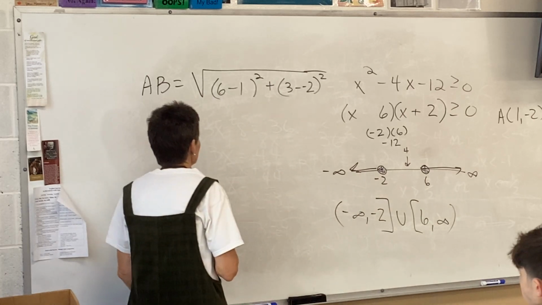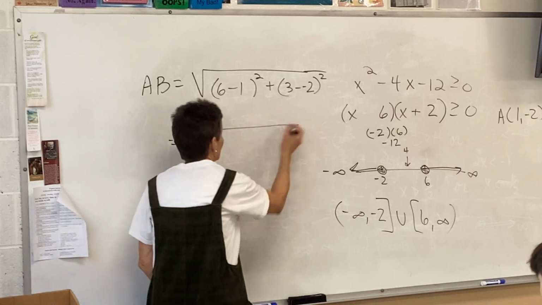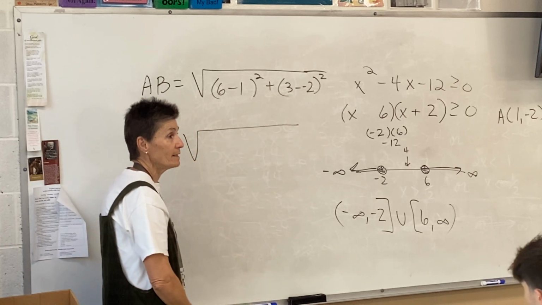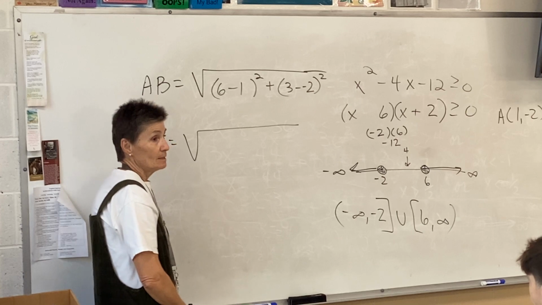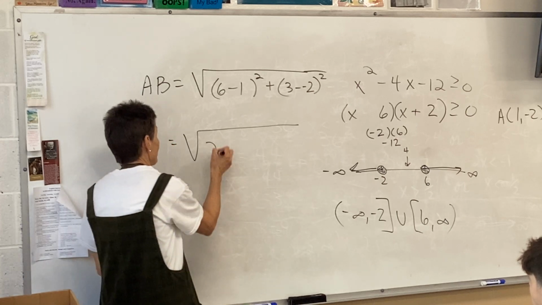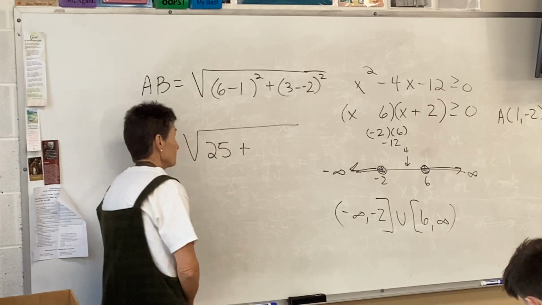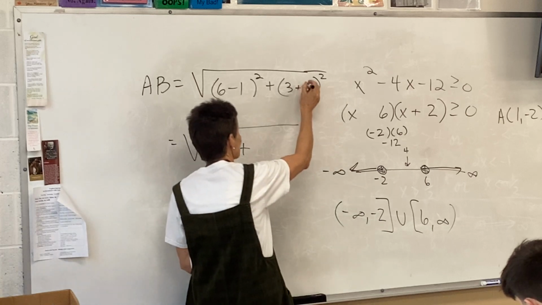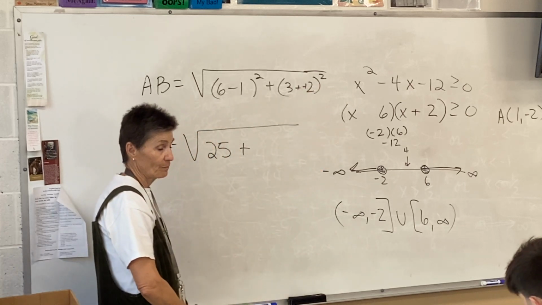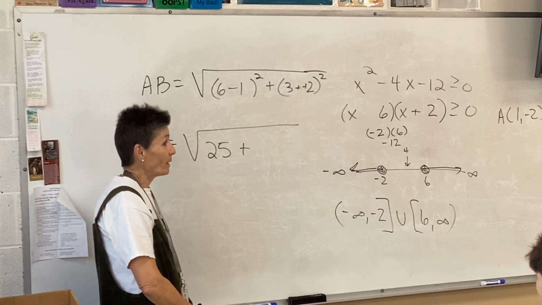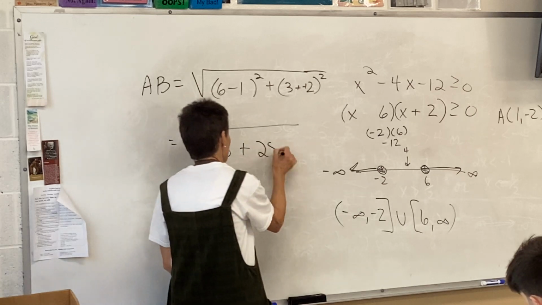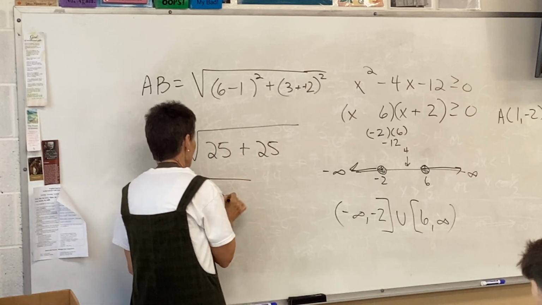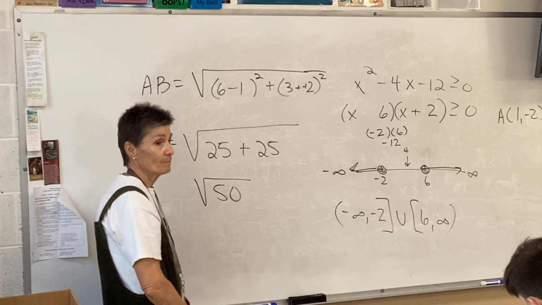All right. 6 minus 1 is 5, squared is 25. 3 minus negative 2 is 5, squared is another 25. So I have the square root of 50.